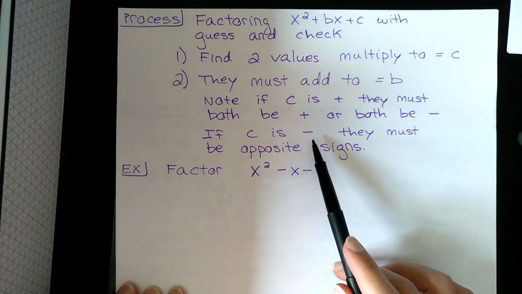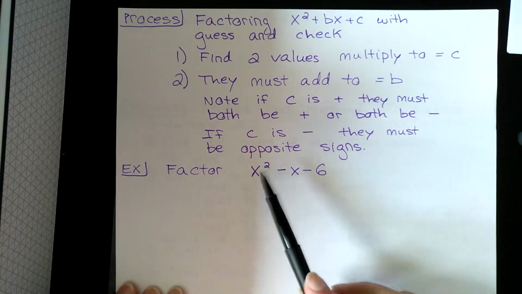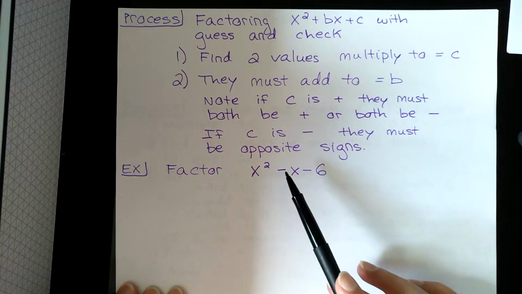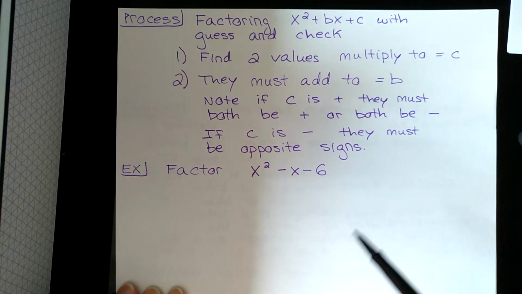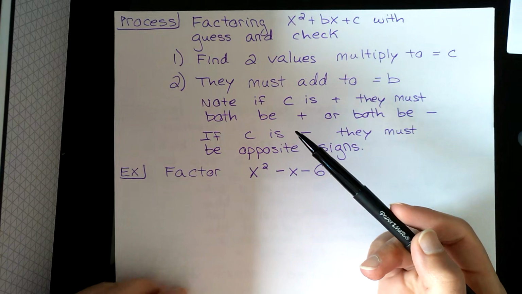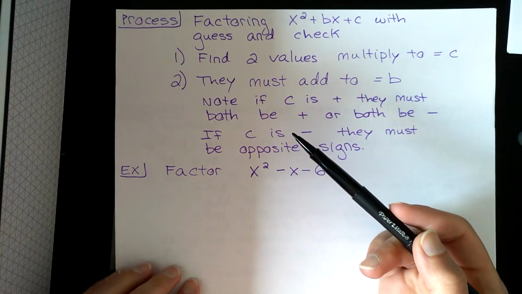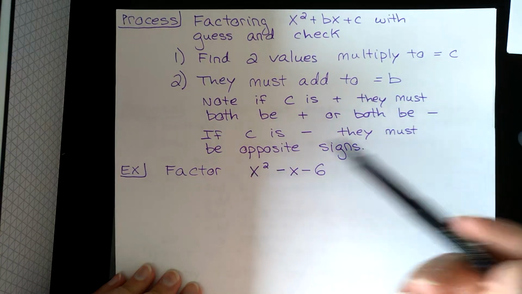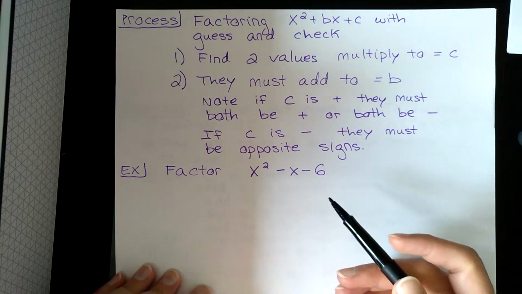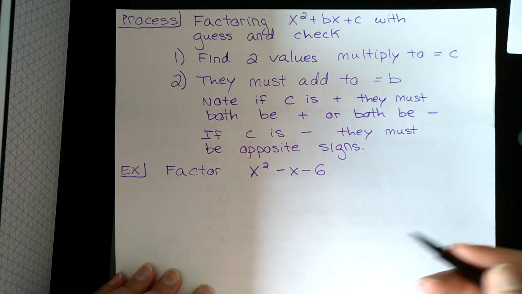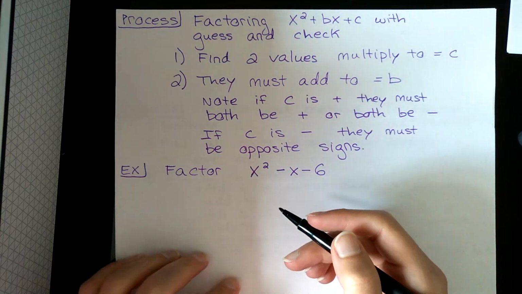If c is negative, then they both have to have opposite signs. One has to be positive, one has to be negative. And exactly how this sounds, this is purely a guess and check method. You're going to give your most educated guess and then check to see that it worked out.